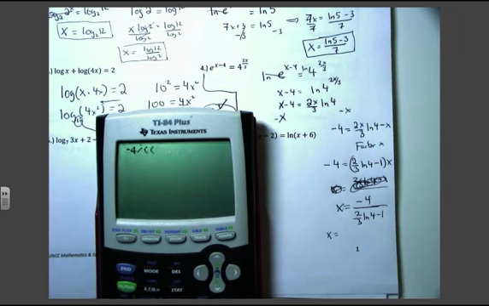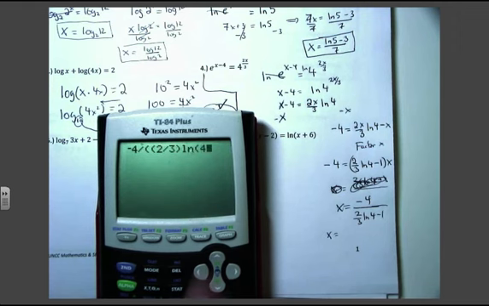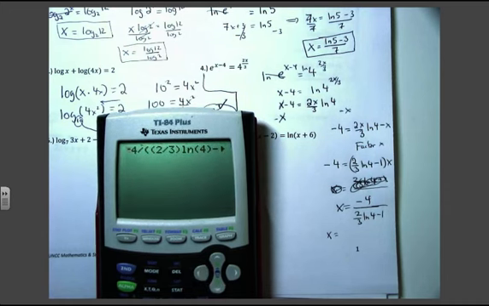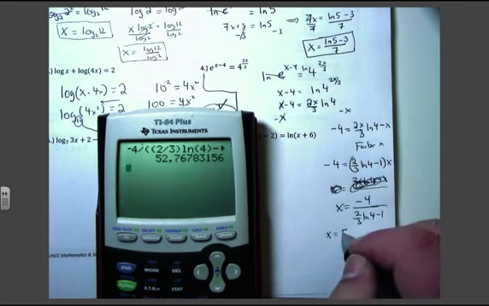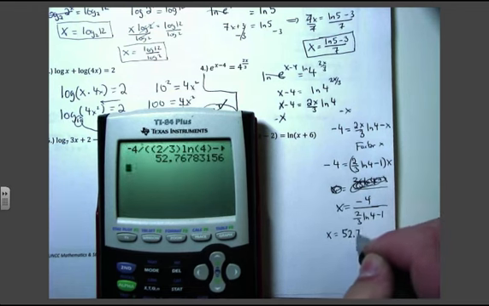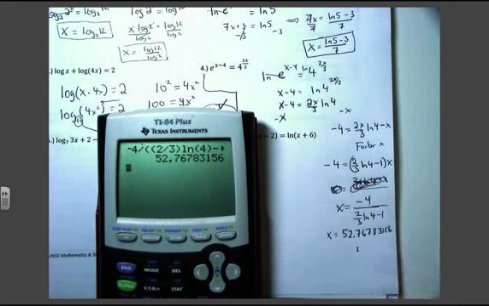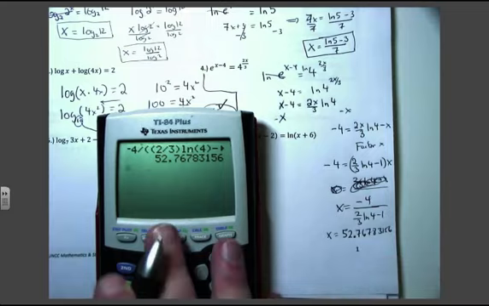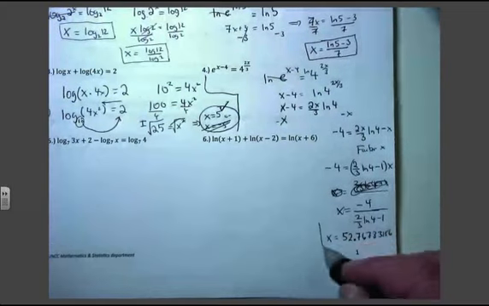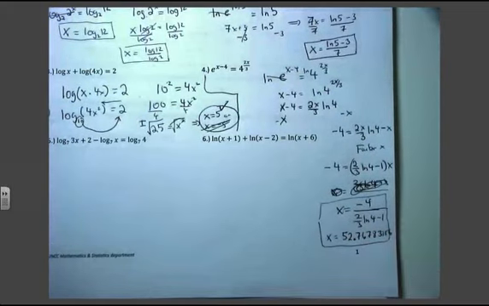Parentheses around fractions, 2/3 times the natural log of 4. Close the parentheses on the natural log there. Minus 1, and then close parentheses for the denominator. Notice how I typed it in on my calculator. And what do I end up getting? Awful number, 52.76783156. And that is my solution. Two different ways I could have written my solution.